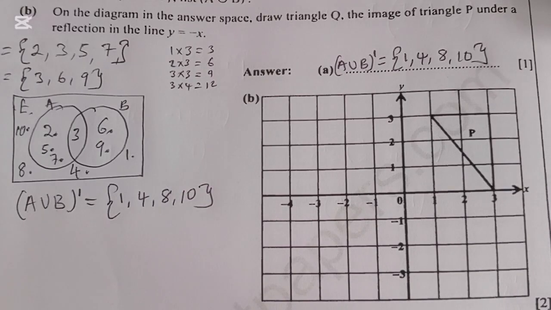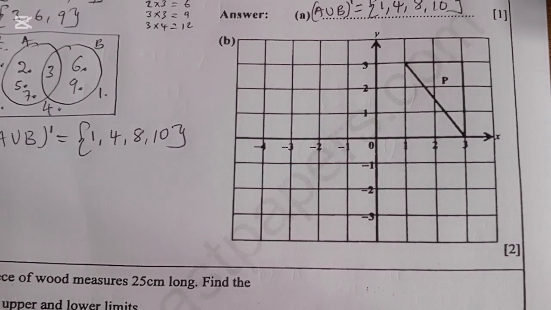Part B. On the diagram in the answer space, draw triangle Q, the image of triangle P under a reflection in the line y equals negative x. So y equals negative x is a mirror line, and it is a special line.